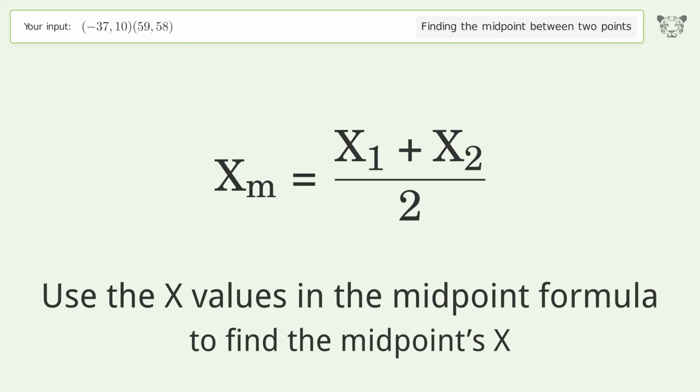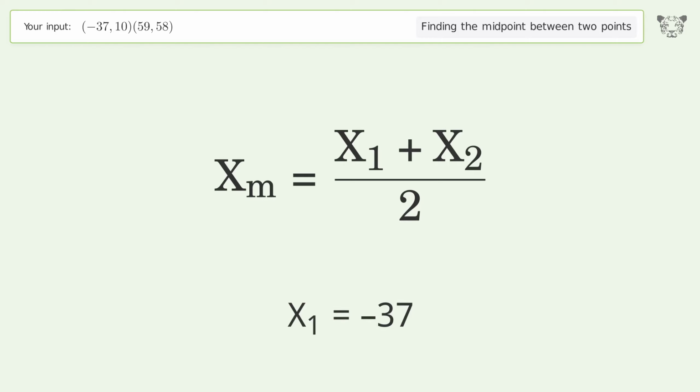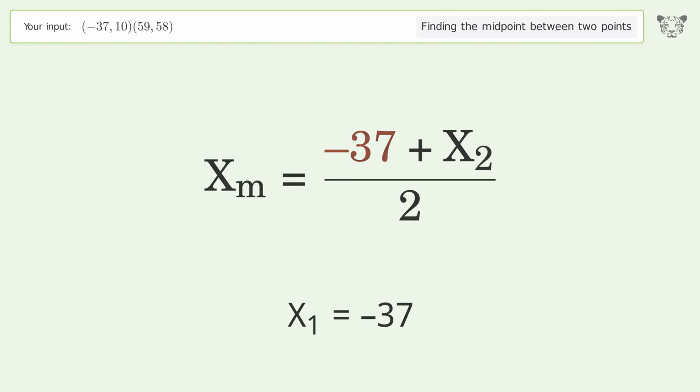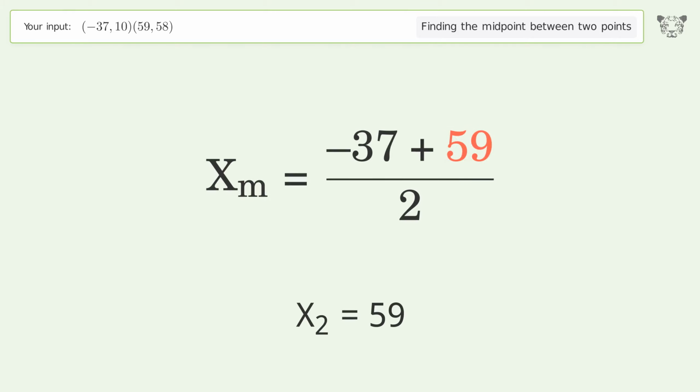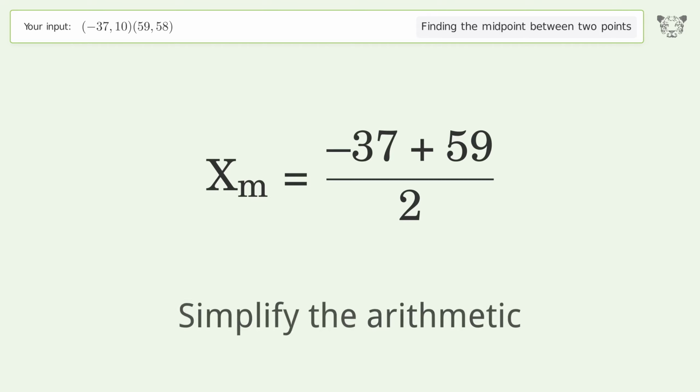Use the x values in the midpoint formula to find the midpoints x. x1 equals -37. x2 equals 59. Simplify the arithmetic.